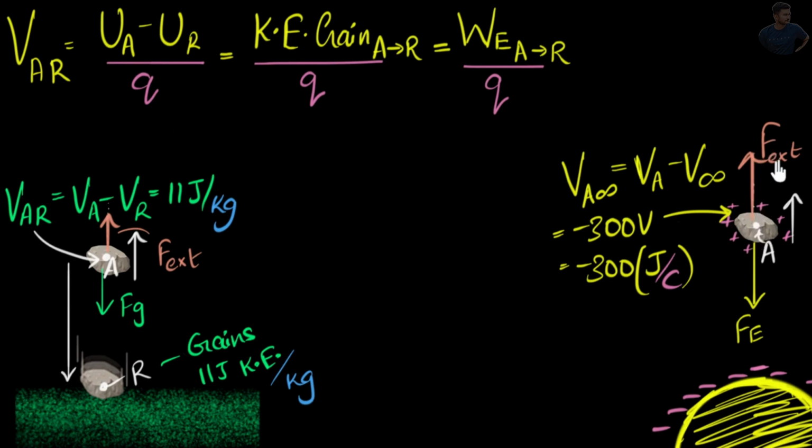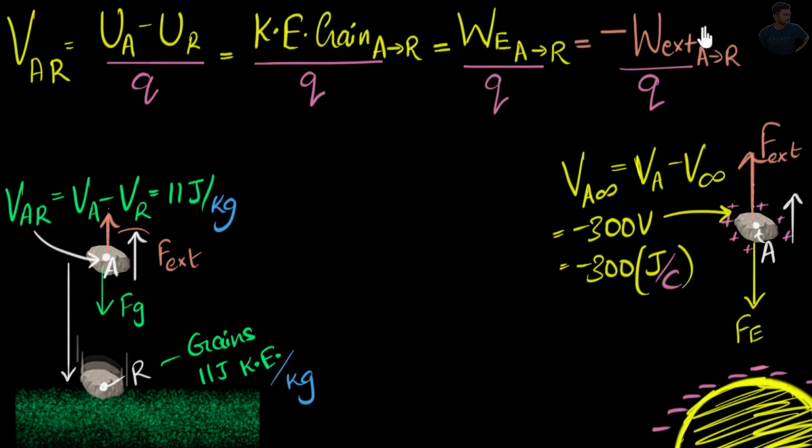And in doing so, the work that I did would be exactly opposite of the work that the electric field did. And so now I could also say that this is equal to the negative of the work done by the external force in moving it from point A to the reference point. Does that make sense? Per charge. Okay, per charge. All right, but there's a caveat.